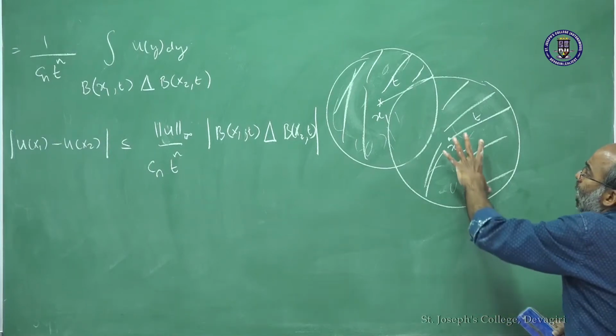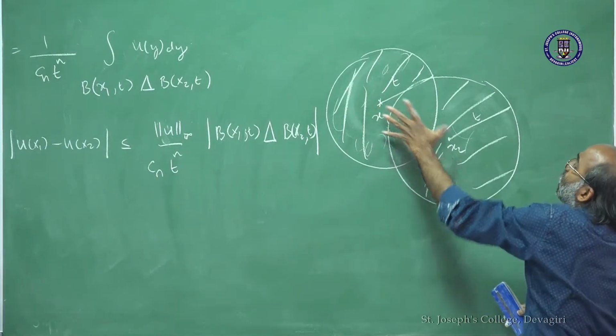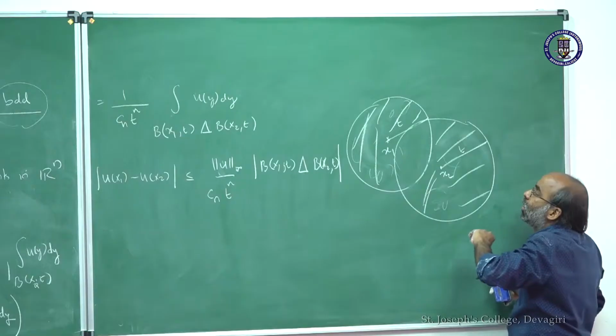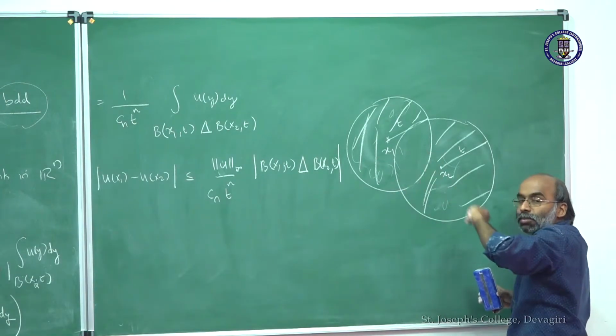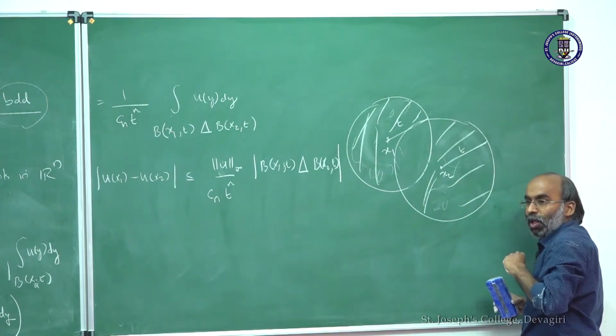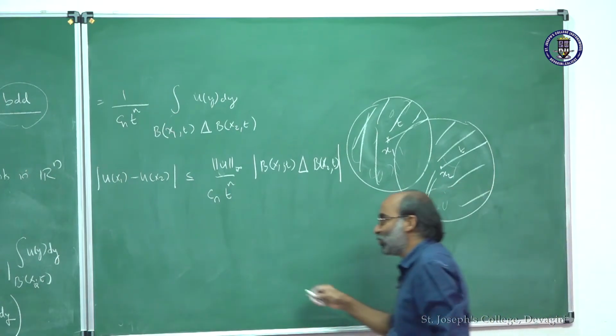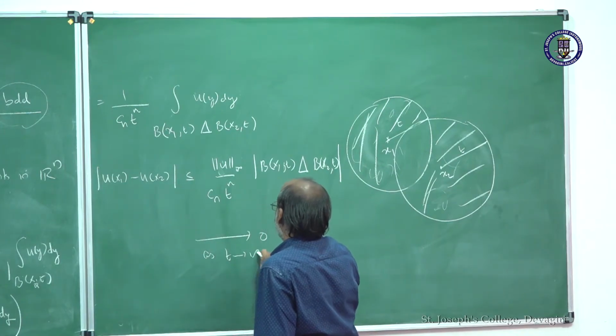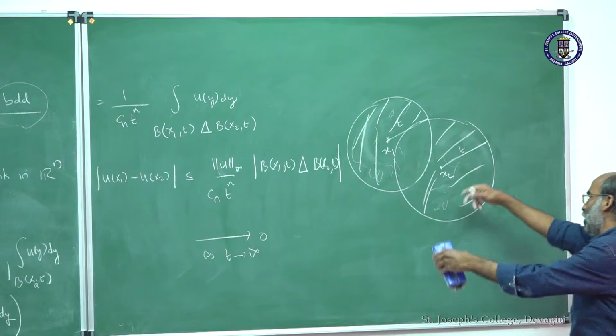As t becomes larger and larger, what will happen to these two balls? They become essentially the same. Whatever is outside becomes smaller and smaller, so it goes to 0, but of course you have to prove that. This goes to 0 as t goes to infinity. You can actually estimate this integral.